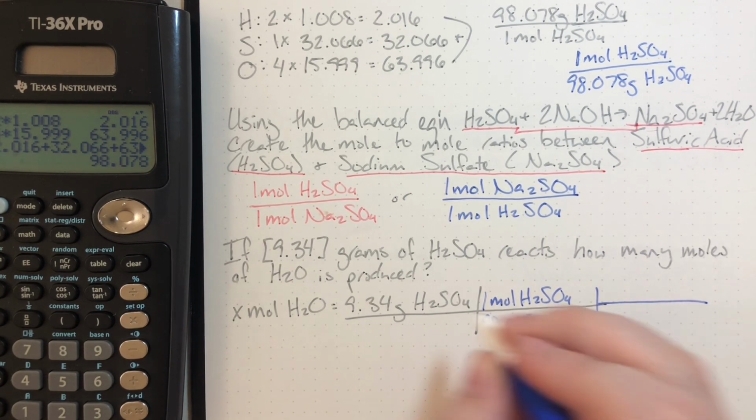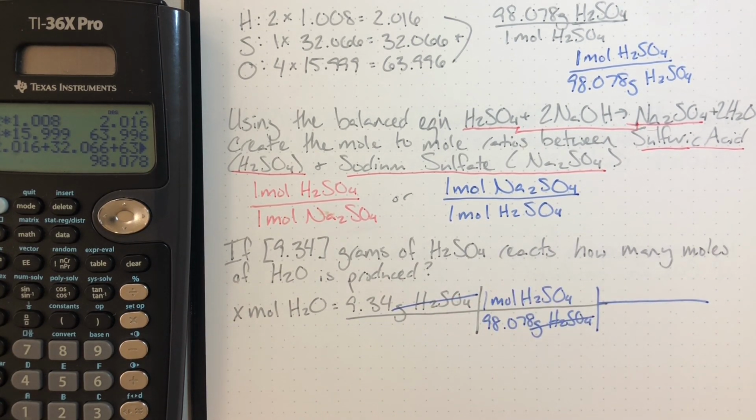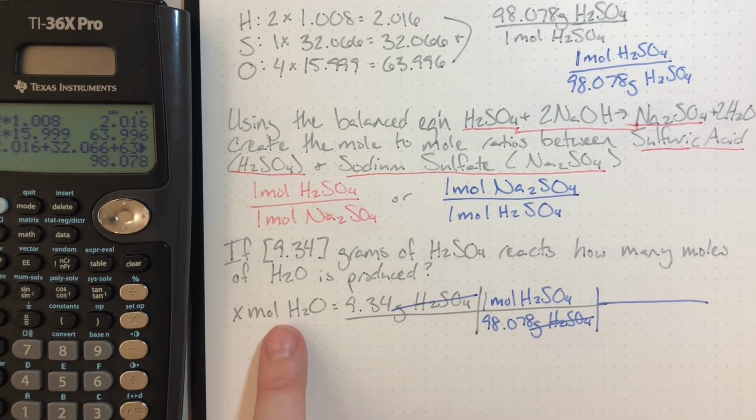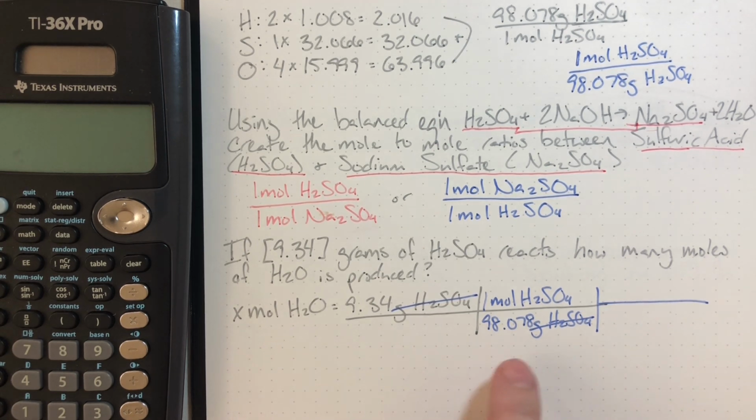Grams of sulfuric acid will cancel as they appear in the numerator and in the denominator, leaving me exclusively with moles of sulfuric acid. That is not the unit that I wanted. I wanted moles of water, so that means that I need to go ahead and find the multimole ratio between water and sulfuric acid.